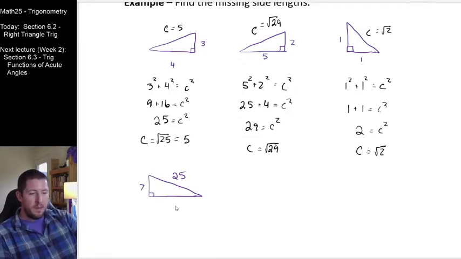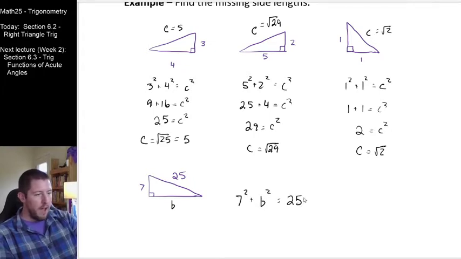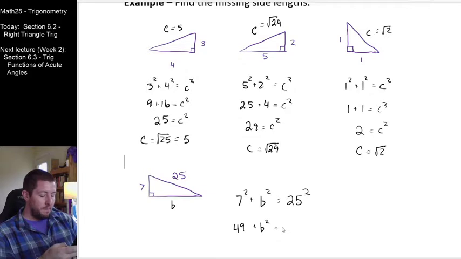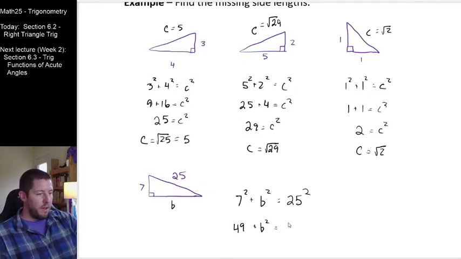So notice here, this means that one of our legs is missing. It doesn't matter if you call this missing leg A or B. I'm going to call it B. A and B are always interchangeable. C is not. So what I know now is that 7 squared plus b squared is equal to 25 squared. So I'm going to have to do a little bit of algebra here, but it's not going to be too crazy. So I'm looking at 49 plus b squared equals, I can go to my calculator, check out my 25 squared here, and I'm seeing 625.